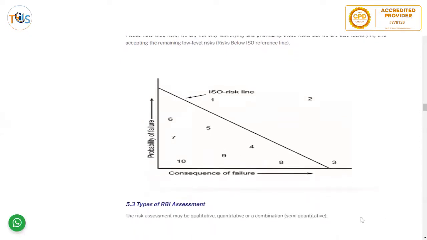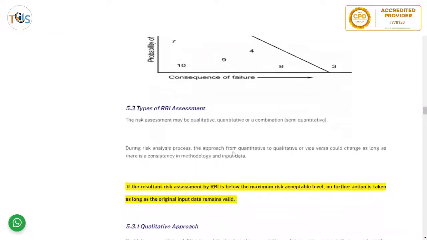Or, as you can see, probability of failure, consequence of failure, you've got 10 scenarios, and you put the probability and consequence, so that coordinates XY shows the probability and consequence, and there is this line here, ISO risk line, and then 1, 2, and 3 are unacceptable, and the rest are acceptable. So this need to be addressed to mitigate it and bring it below the ISO risk line. So that's what RBI is about.